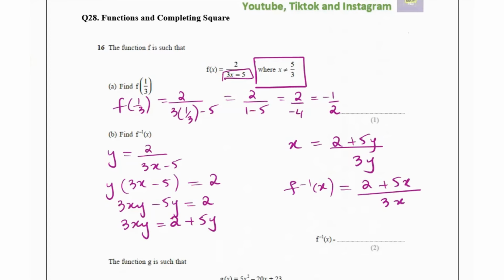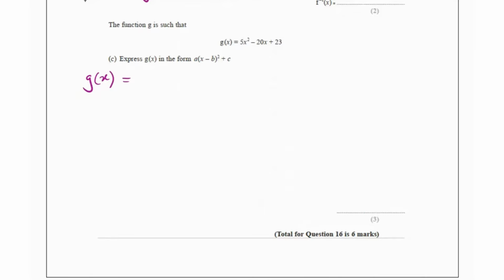Then function g is such that g of x equals 5x squared minus 20x plus 23. Express g of x in the form a times x minus b whole square plus c. So basically they want us to convert the quadratic equation into completing square form. For that, the first step is to see whether the coefficient of x squared is 1, or greater or less than 1. Over here, the coefficient of x squared is 5, which is greater than 1.